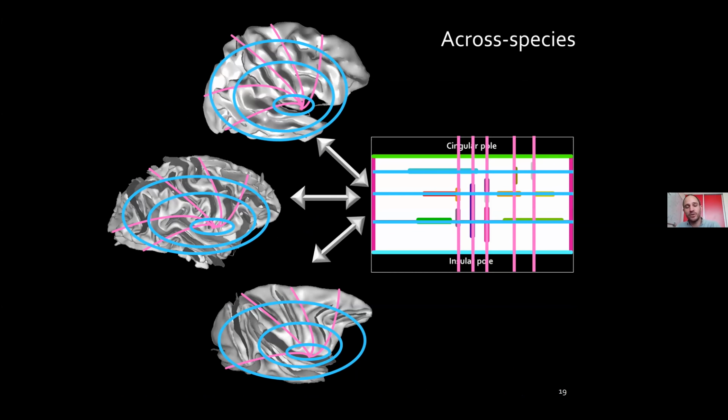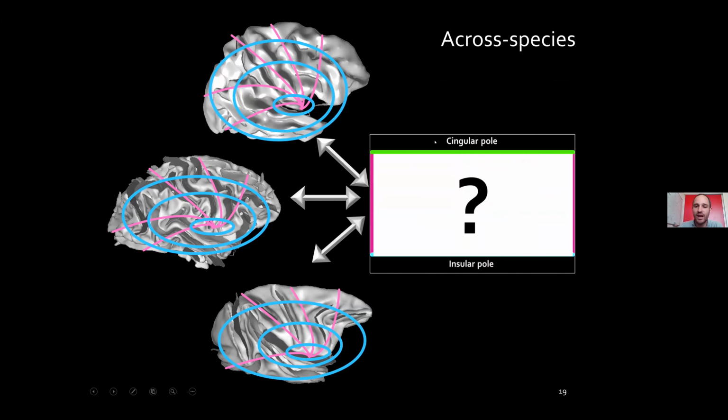Then another question is how can we use this tool to define correspondences across different species? In principle, it's easy. We do the same: we map all the brains onto the same model. But here, there is a trick. The trick is how can we define a model that makes sense for all the species? That's the crucial aspect.